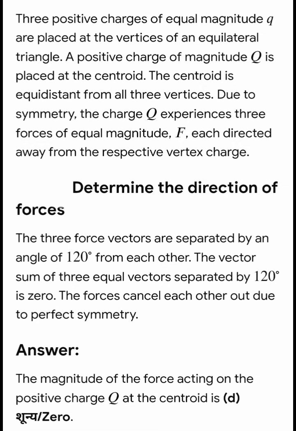So the charge at the centroid experiences three forces of equal magnitude. The three force vectors are separated by an angle of 120 degrees, but these forces cancel each other out due to the perfect symmetry, so the magnitude of the force acting at this centroid is 0. So the answer is 0.